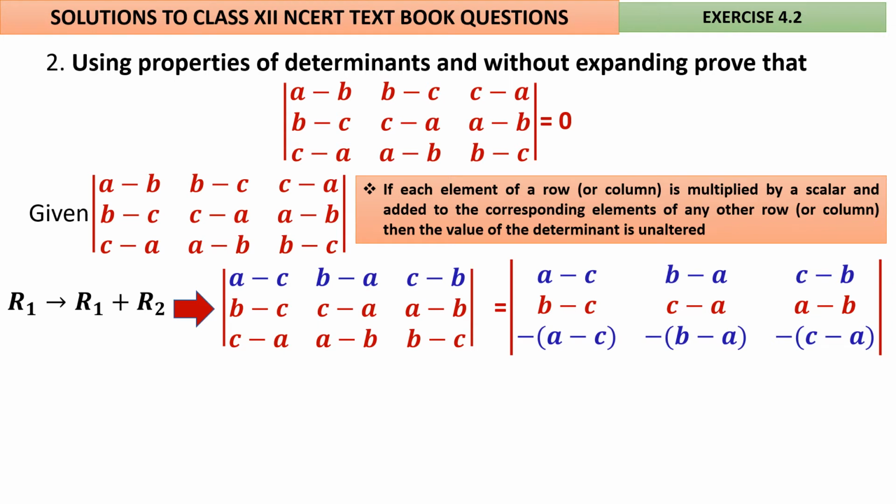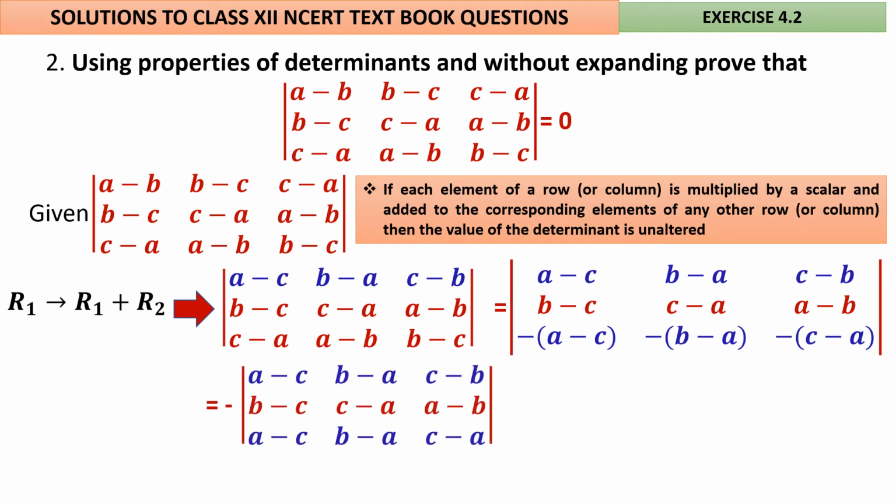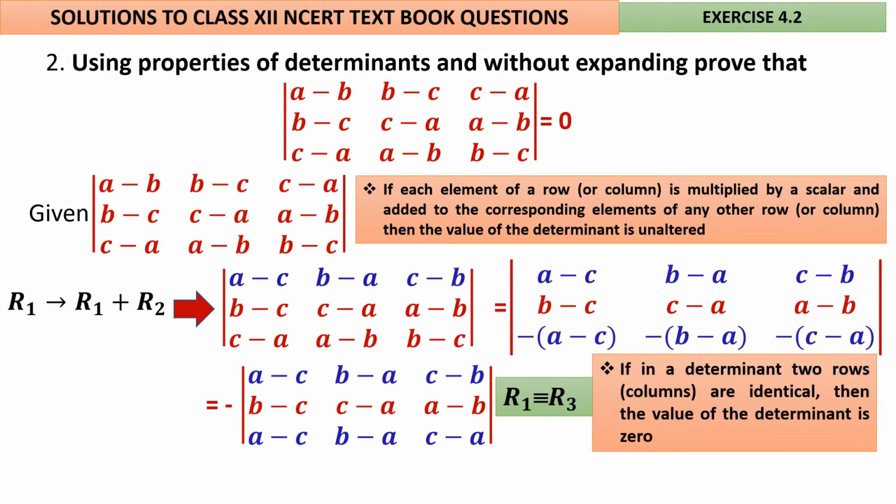Now, you know that you can take a common element from any of the row or any of the column. I will take minus 1 common from the third column. But the third column will become A minus C, B minus A, C minus A and minus outside. Now, what you are observing here? The first row and the third row are identical. We know the property. When two rows or two columns are identical, the value of the determinant is 0.